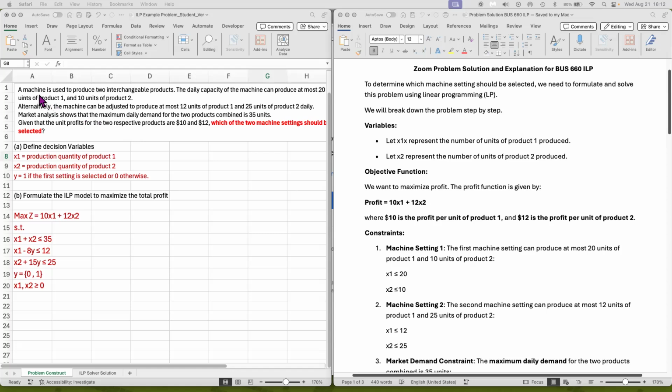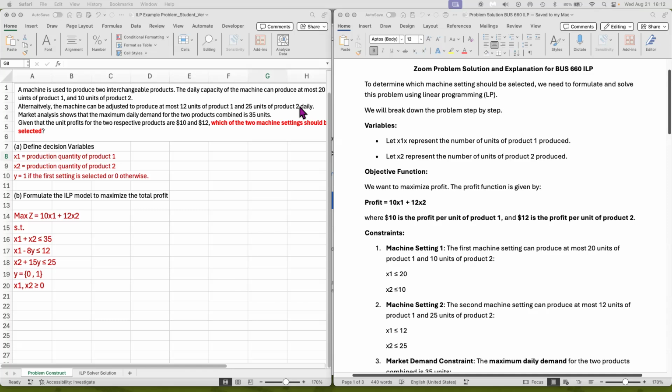So, as I said at first, the machine can produce two interchangeable products. We have a daily capacity for one product, and it produces 20 units. We have a daily capacity of 10 units for the second product. But remember, we only have one machine. Now, we're going to introduce something else into this problem, which is demand. The machine can be adjusted so that we can produce 12 units of product one and 25 units of product two every day. That is the maximum adjustment that we can make to this machine. And remember, we only have one machine, but we have two products.